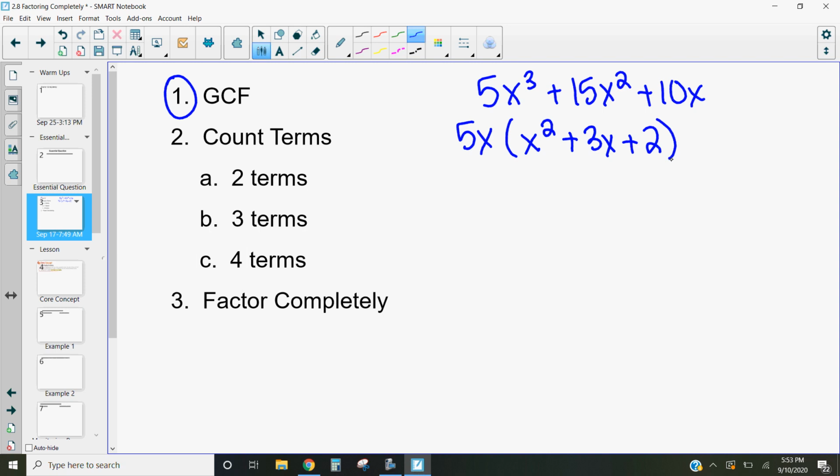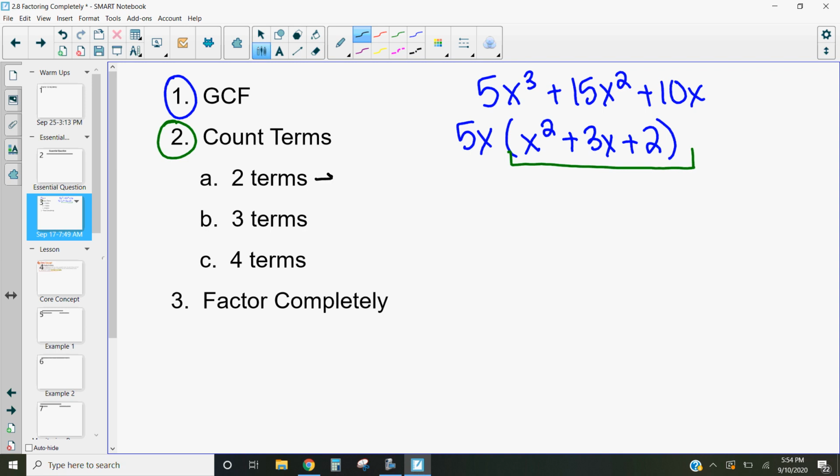Now, I have split this up. I factored it out. Now, when we come to this next step, where we count terms, what I want to focus on is the terms of our polynomial. If I have a monomial, like I do here, that's already factored enough. That can't be simplified down anymore, so I don't need to worry about it. Then I'm going to look at any other polynomials I have. Here I have this other polynomial, x squared plus 3x plus 2. With this polynomial, I need to see how many terms it has, and depending on how many terms, that's how I'm going to decide what I'm going to do to factor it.